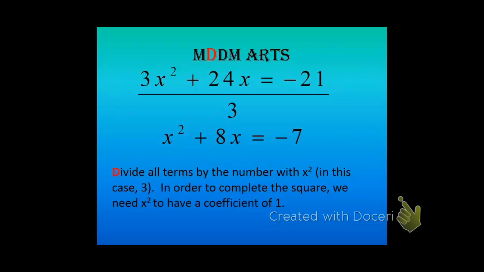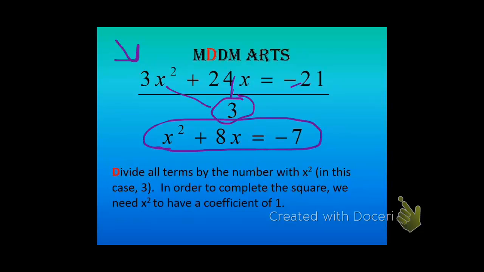Next movement is I've got to get rid of that 3. I need a positive 1 in front of that x squared term, so I'm dividing the whole thing by 3. Multiply or divide each of those terms by that 3 to give me this value. So this is really what I'm going to be working with on completing the square. So I've divided all the terms by that 3.